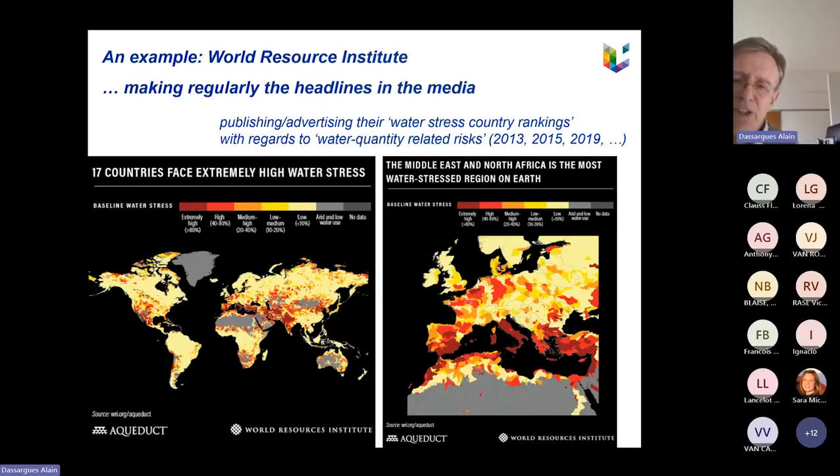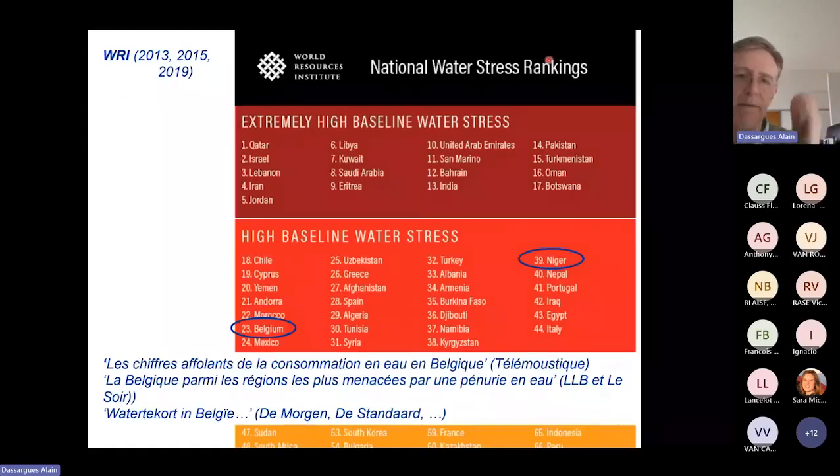If you look at Belgium especially, you see this dark red color, an extremely high water stress region. It means that for them, here in Belgium, we are in an extremely high water stressed region, which is completely wrong, in fact, relative to other countries, as you can imagine. And in their ranking, you can see that Belgium is more stressed than Niger, or more stressed than Namibia, or more stressed than Tunisia, Algeria, Syria, and so on.